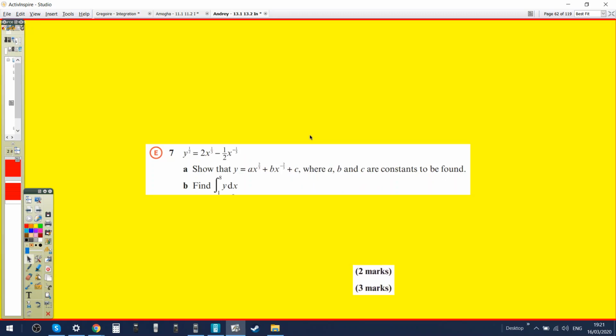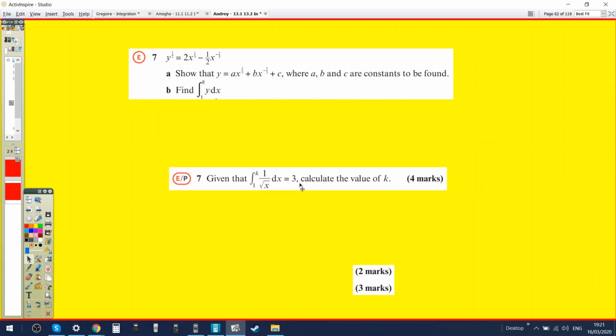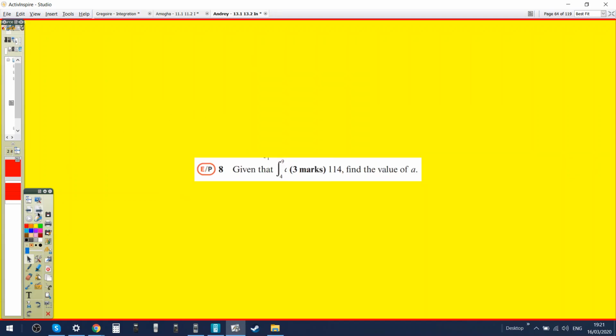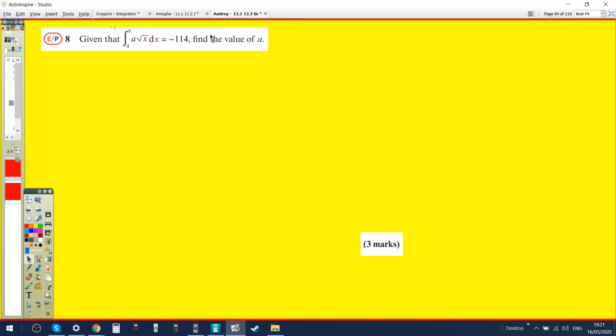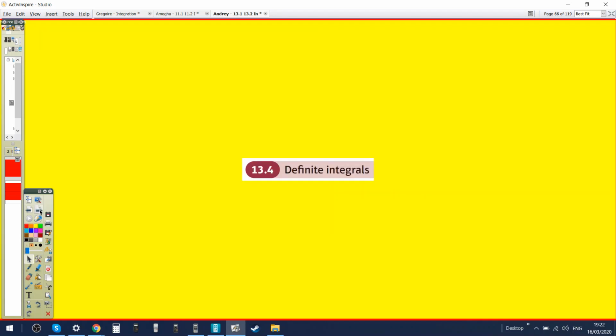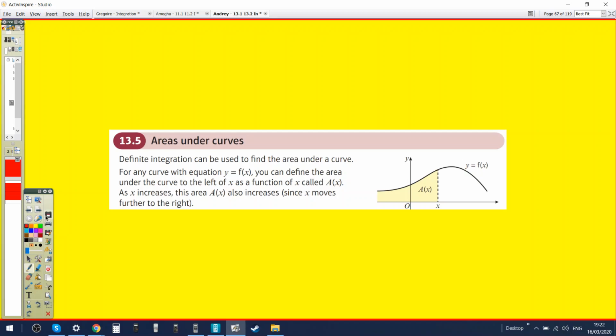Let's see this one. That's very similar. This one shows find the integral. That's all right. Similar. I think you'll be okay with it. Okay, definite integrals. What do you give yourself? I think probably a 2. It's good.